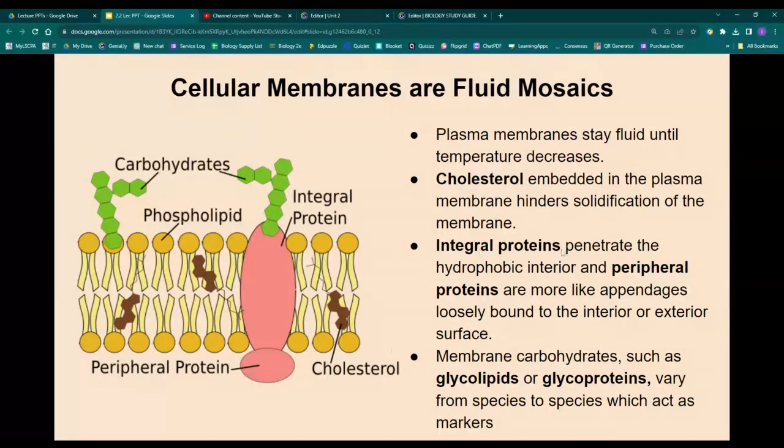We also have integral proteins. Integral proteins are proteins that span the distance of the phospholipid bilayer. We also have peripheral proteins, which are only on one side of the phospholipid bilayer. They could be on the inside or the outside. And we'll talk more about integral proteins and peripheral proteins and the jobs that they do in the next slide. We also have carbohydrates on the outside surface. We don't see carbohydrates on the inside surface, mainly just on the outside surface in the form of glycolipids that are connected to a phospholipid, or glycoproteins, which are connected to a protein.